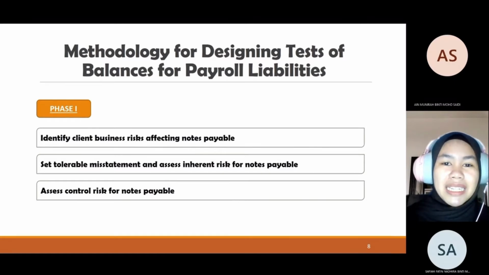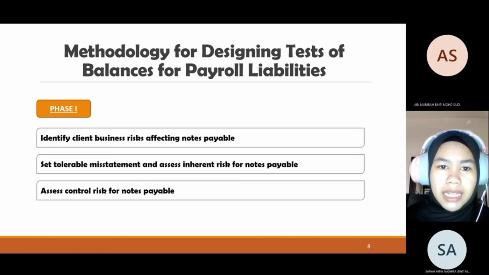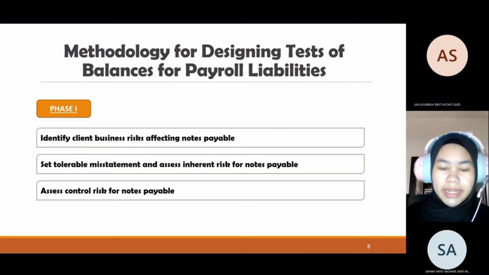The last step is to assess control risk for notes payable. Control risk is the auditor's assessment of the likelihood that a misstatement exceeding the tolerable amount will not be prevented or detected by the client's internal control. Notes payable is highly material and needs a high level of approval from the board of directors or management.